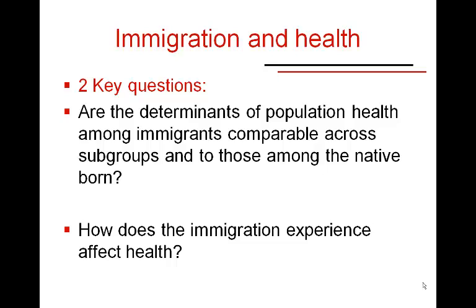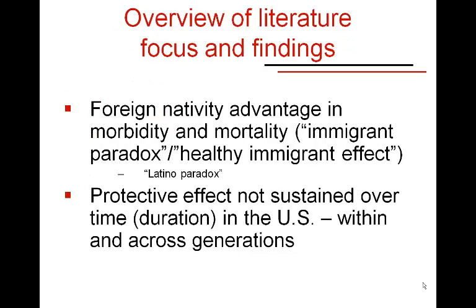The focus of immigration and health research really is anchored around two key questions. The first is, what are the determinants of population health among immigrants, and are they comparable across subgroups, as well as to those among the native-born? And the second asks more specifically, how does the immigration experience itself affect health? The literature to date really has a couple of key and very persistent findings that have been the focus of much etiologic investigation.